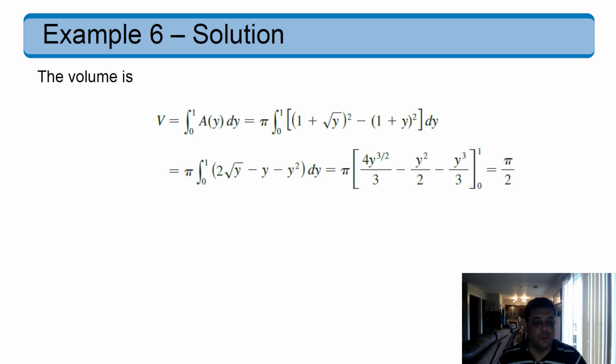This is 4/3 of y to the 3/2 minus y squared over 2 minus y cubed over 3. That between 0 and 1, multiplied by pi. So that will give me pi half.